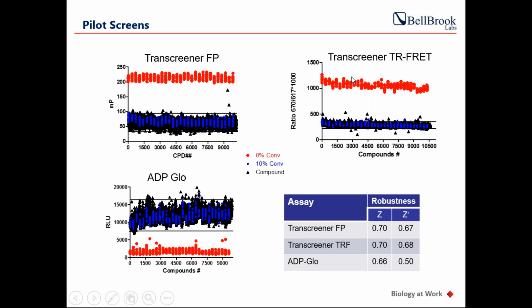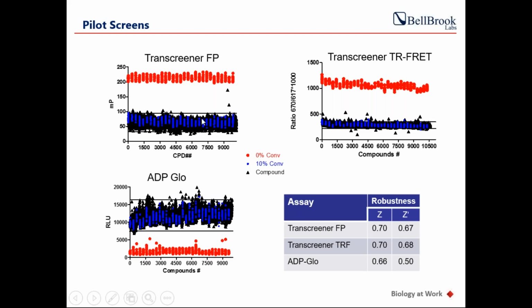Same for TR-FRET. Okay, theirs is reversed, so that the negative controls are up here. This is 10% conversion. This is 0% conversion. And in either assay, hits would be showing up in between those two. And then the horizontal lines here represent 3 standard deviations, which is generally used as an indication of a hit. It falls someplace outside that.